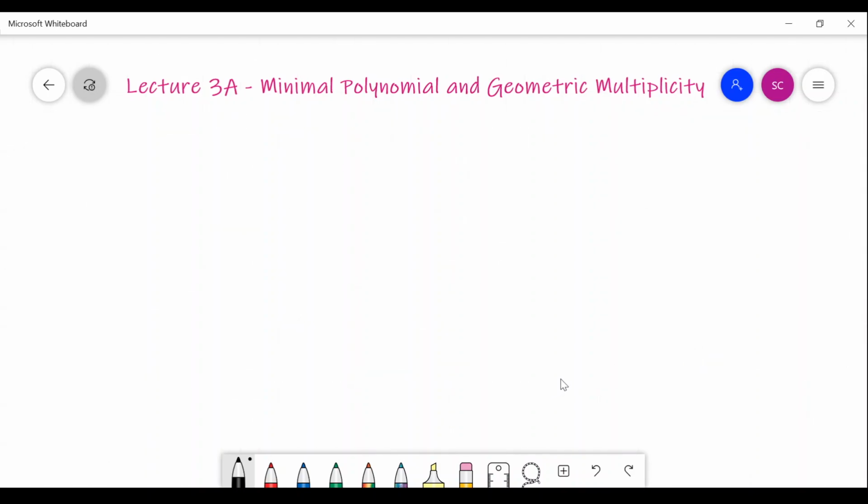So our lecture basically starts with the problem of diagonalization of a matrix. And then we will look into these concepts which are in the title of this lecture, which is minimal polynomial and geometric multiplicity, and when do they actually help us in the process of, quote unquote, diagonalization.